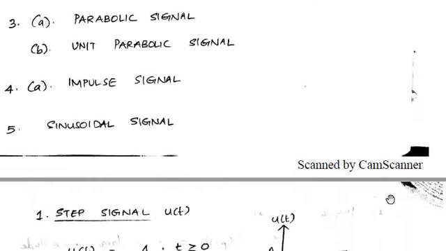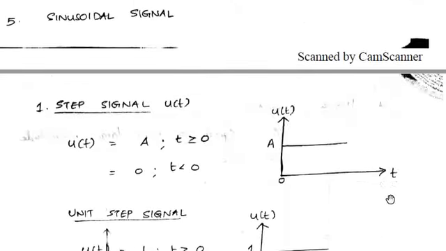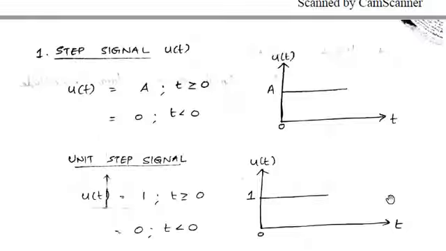Now how would we represent a step signal? Step signal u of t. So u of t is equal to A, amplitude A, for time t greater than or equal to 0. For t less than 0, u of t is 0. So that is a step signal. And this step signal becomes a unit step signal when its amplitude is unity or 1 for t greater than or equal to 0, and for t less than 0, like the previous case, u of t is 0. So that's a unit step signal. This is how we draw the signal.